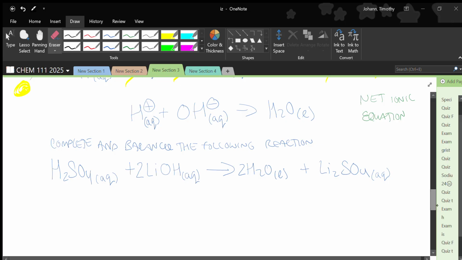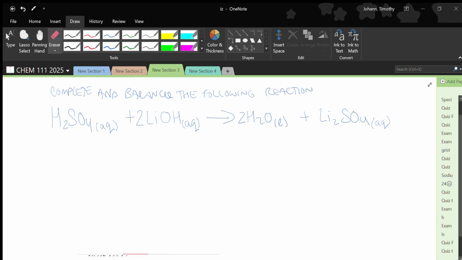If I was doing this on a test, I would check all my atoms if I had time, and if I didn't have time, I'd just check the hydrogen and move on, depending on what my time was like. Questions on neutralization reactions? Okay.